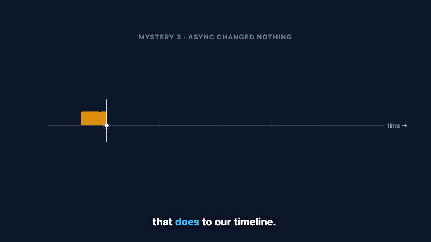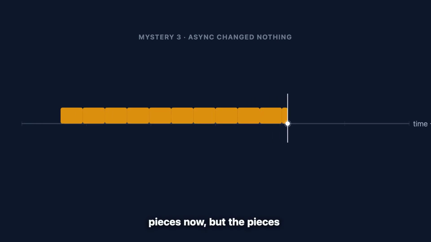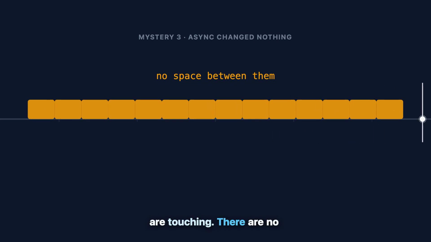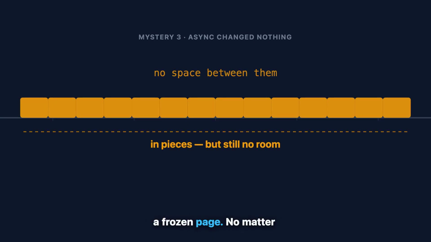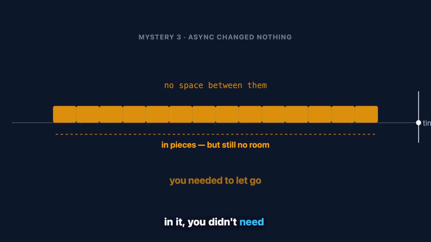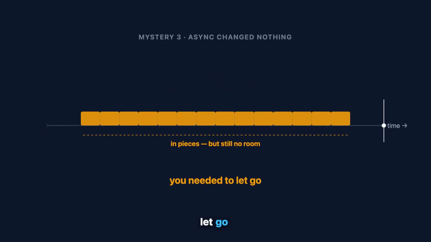So look at what that does to our timeline. Your work is technically in pieces now, but the pieces are touching. There are no gaps between them. And a page with no gaps is a frozen page, no matter how many awaits you put in it. You didn't need to pause, you needed to let go.